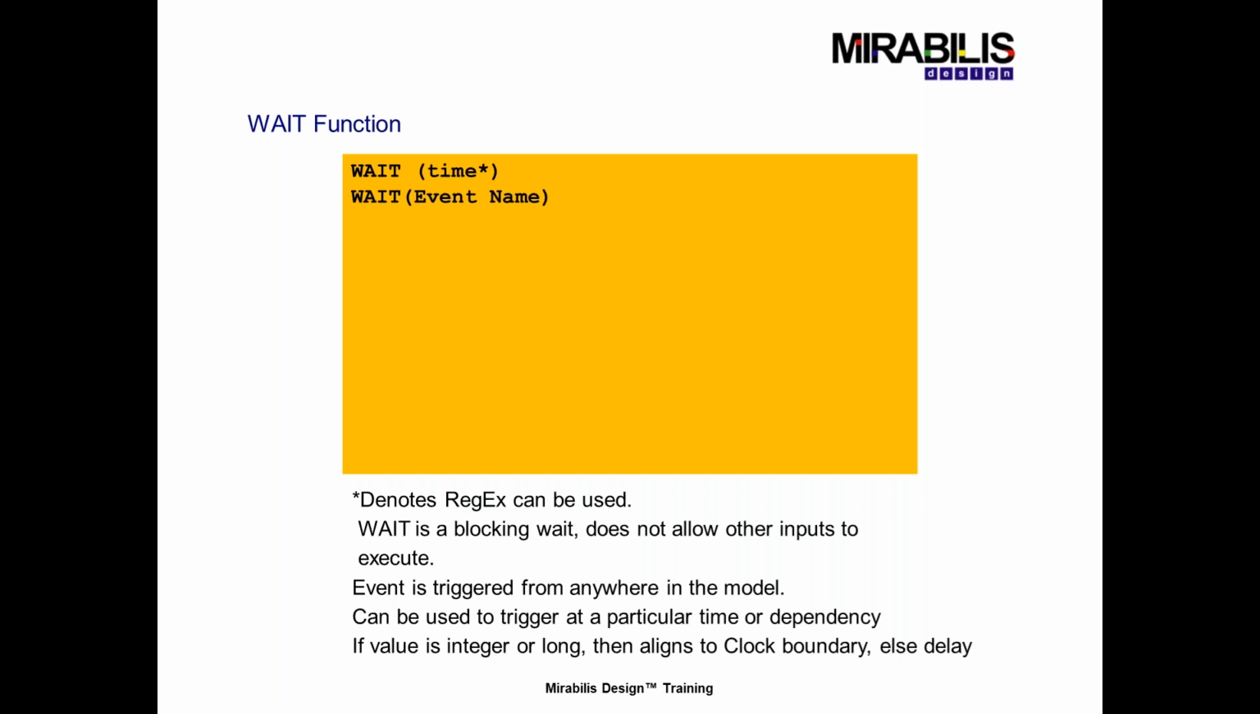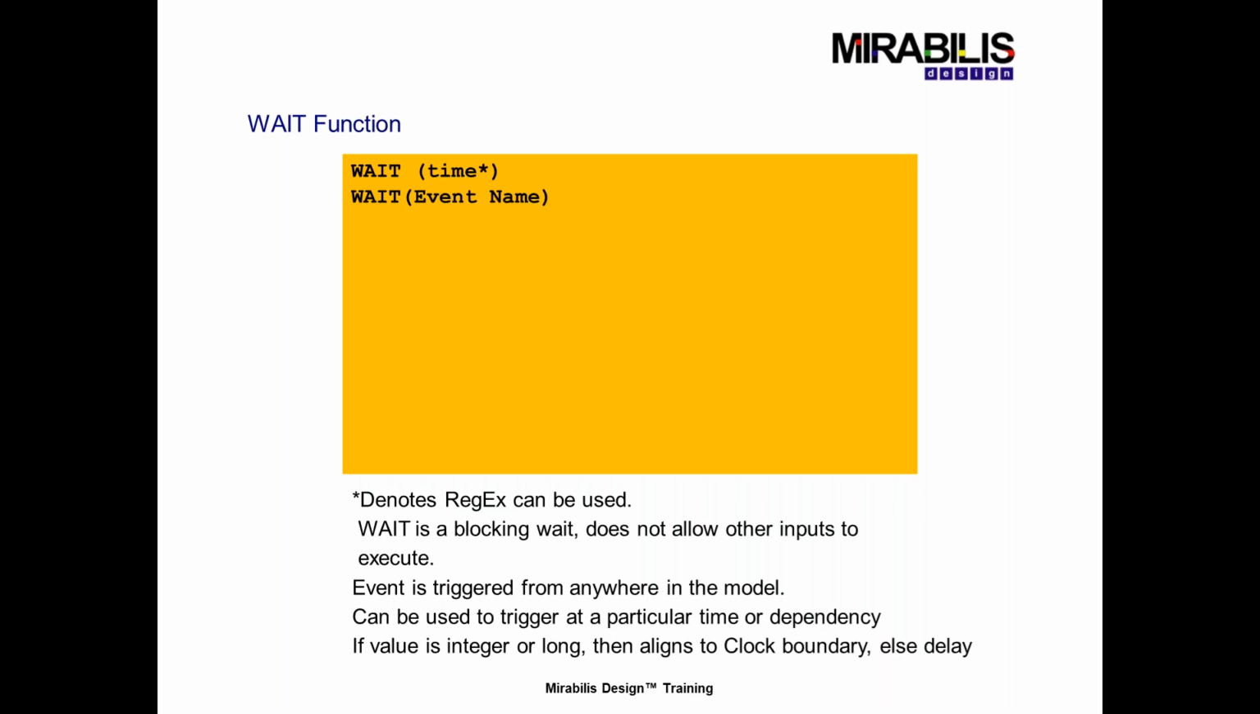That's an important thing, that events are always global. The second thing is with the time: if it is an integer long, then it aligns to clock boundaries. So if the integer value says 192, that becomes 192 megahertz. If it's 1.0, then it becomes a delay. So if you want to align to a clock boundary, use the integer long. If you want to just have a delay, just use a double value.